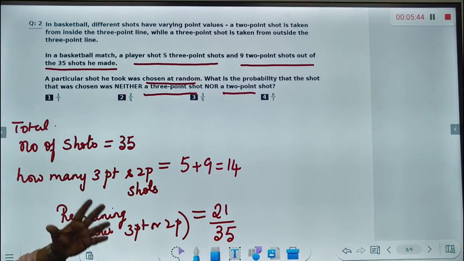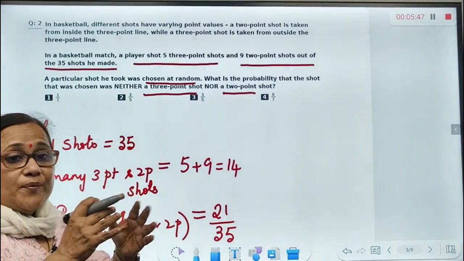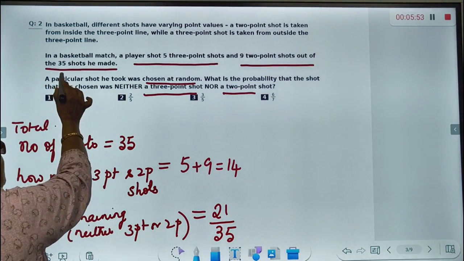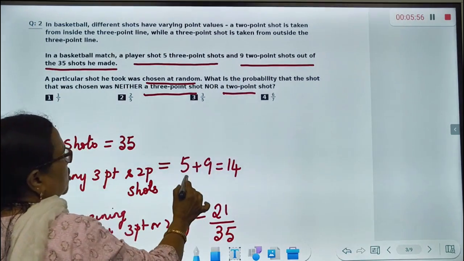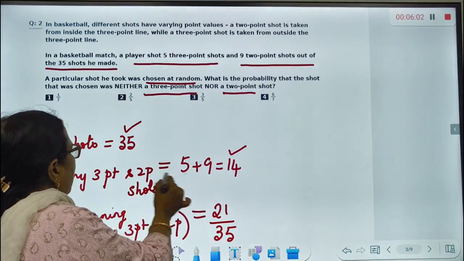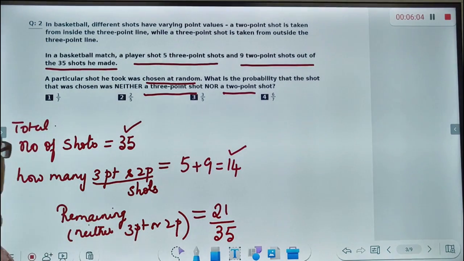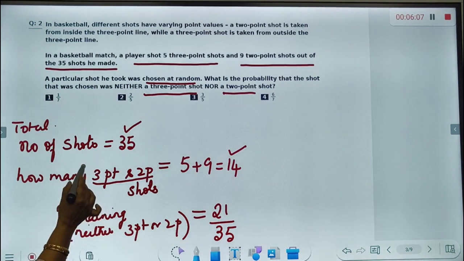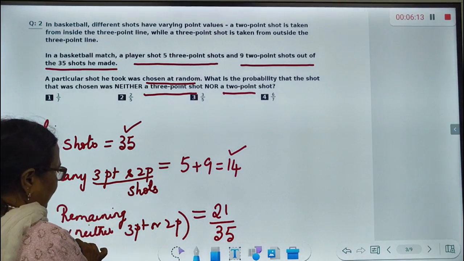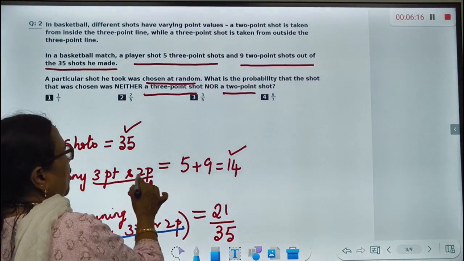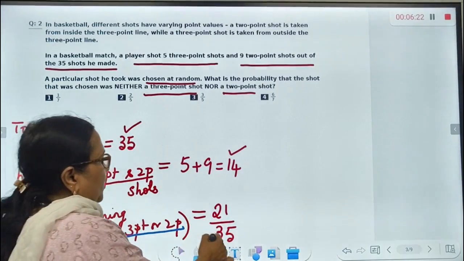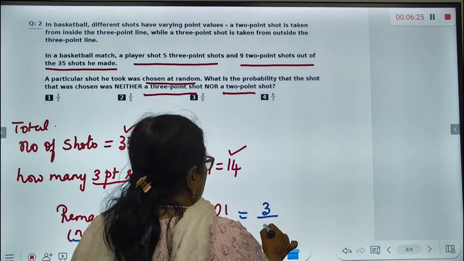So here the value and all that doesn't matter. You must know what information to take, what to use and how to solve the problem. So total number of shots is 35. How many is shot? 5 plus 9, so 14. What type of shots they were? 3-point and 2-point. What is the question? What is the probability that the shot that was chosen was neither a 3-point nor a 2-point? So the remaining is neither, because 3-point and 2-point account for 14. So the remaining will be 21. So 21 out of 35, which is 3 by 5.